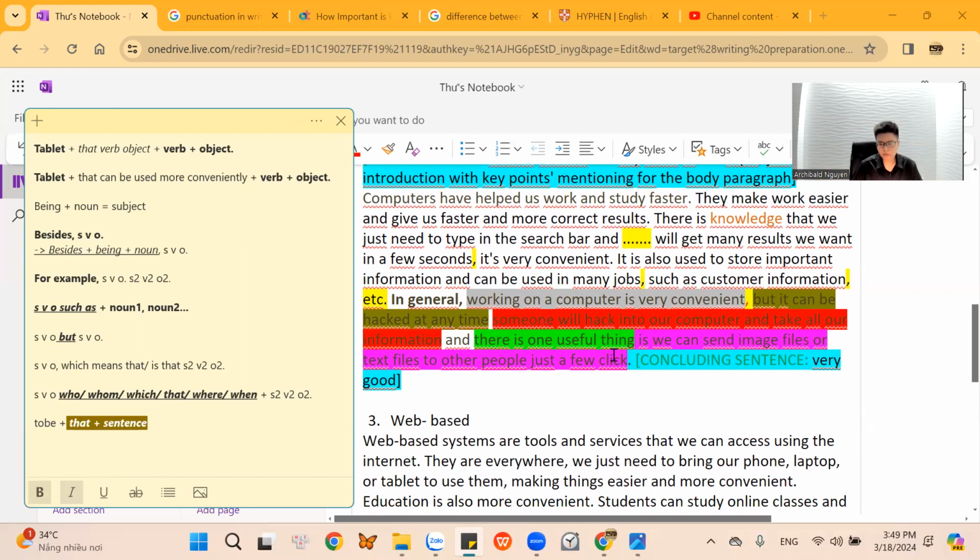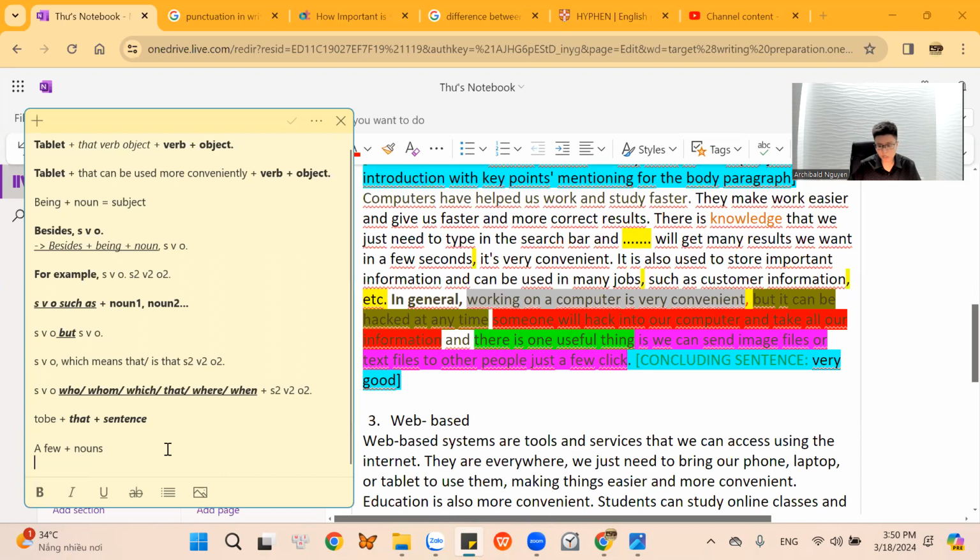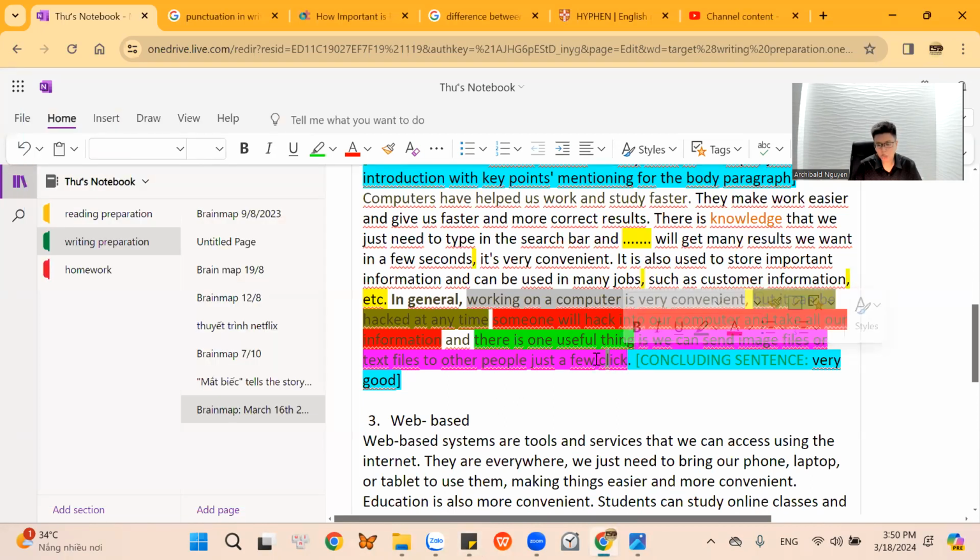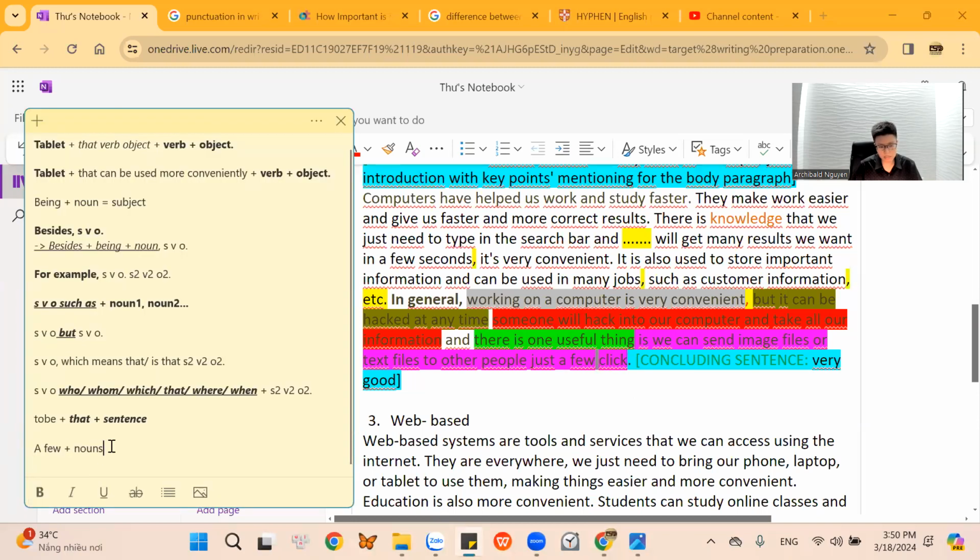So there is one useful thing, which, the word which connects two big sentences together, which is that we can send image files or text files to other people, text other people in just a few clicks. A few is like this. After "a few", you use a noun with s. But let's look at the word "click". Click here is a singular noun. You should make it a plural noun with s.